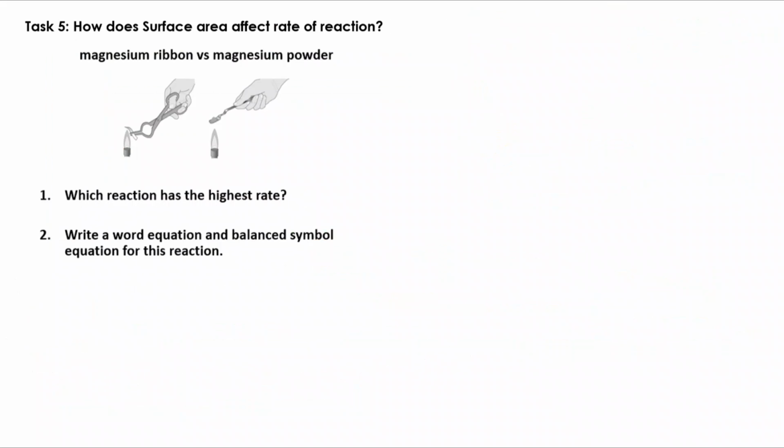We have got surface area now that we're dealing with, and magnesium ribbon or magnesium powder being reacted above a Bunsen burner. So I would like to know which reaction has the highest rate and have a go at writing a word and balanced symbol equation. Think really carefully about that. You do have the knowledge at your disposal to do it. You just have to think very carefully about what the magnesium is reacting with.